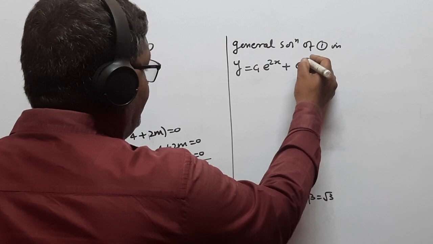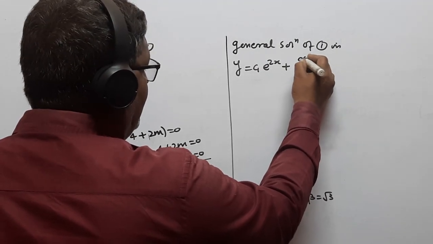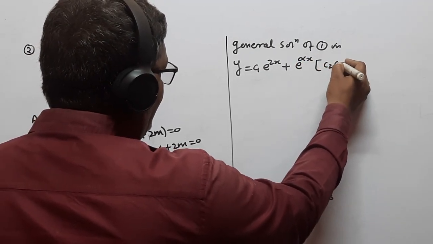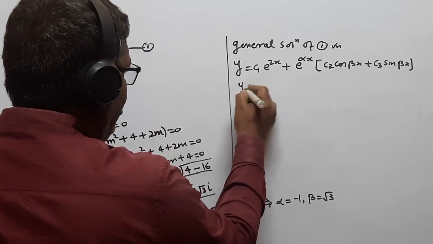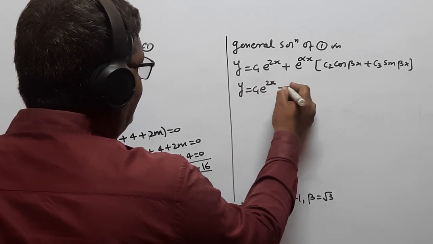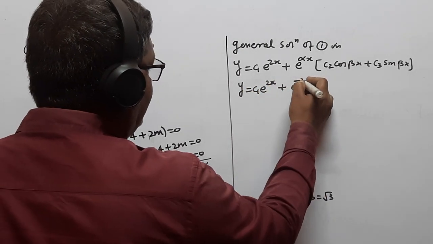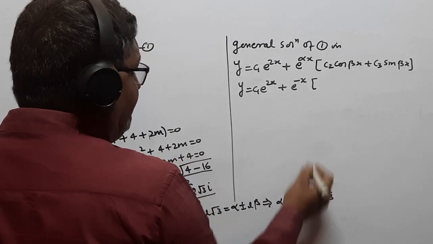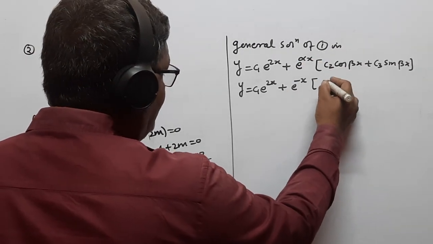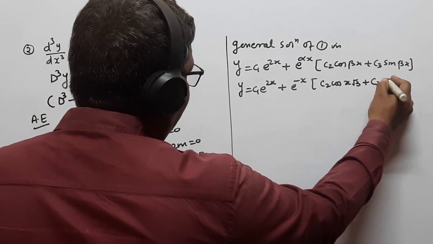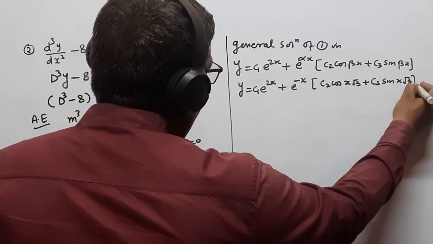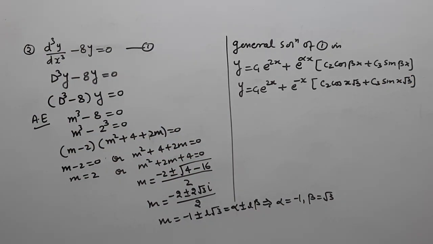So we can write e to the power alpha x, times c2 cos beta x plus c3 sin beta x. So y is equal to c1 times e to the power 2x plus e to the power alpha x; in place of alpha we put minus 1, and c2 cos beta x, where beta is root 3, so this becomes c2 cos root 3 x plus c3 sin root 3 x. So this is the general solution of the given third order linear differential equation with constant coefficient. Here one root is real and the other two roots are imaginary.